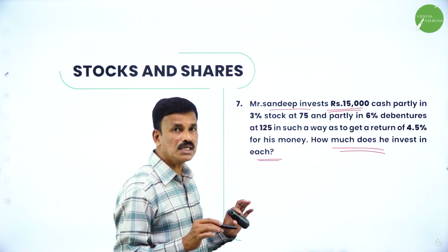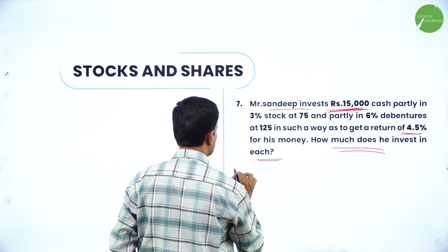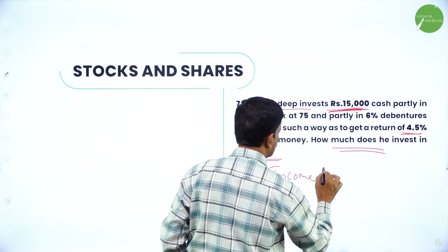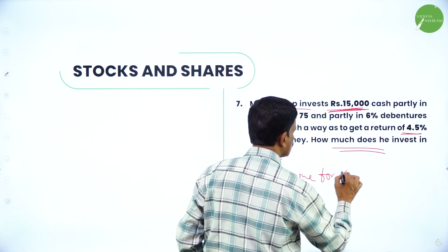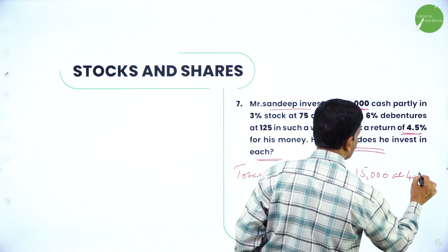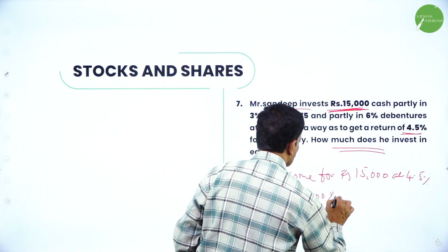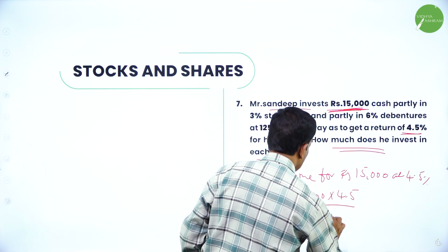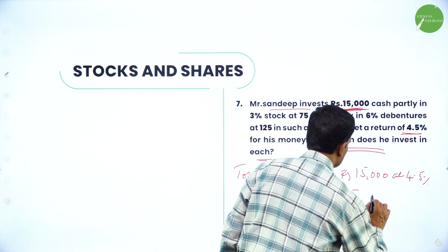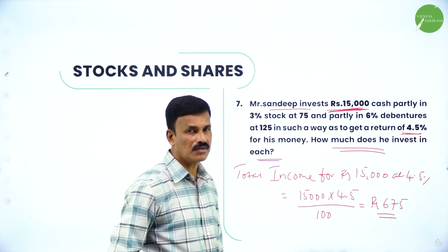Just find out the total income obtained from this 15,000 at 4.5%. Total income for rupees 15,000 at 4.5% is equal to 15,000 into 4.5 divided by 100. That is equal to rupees 675. So he is going to get an income of rupees 675.